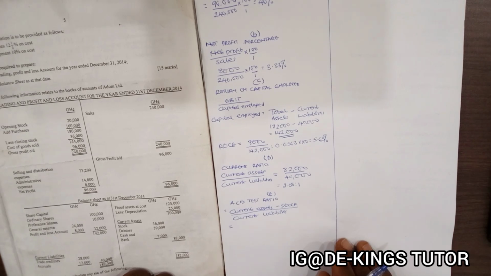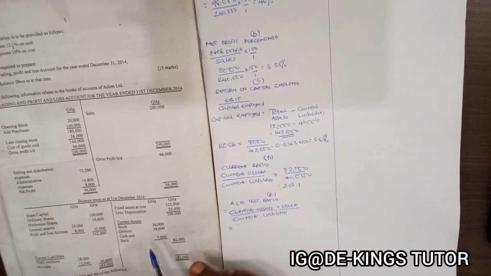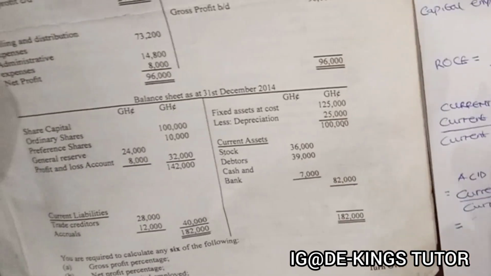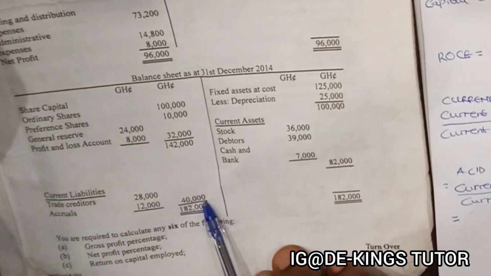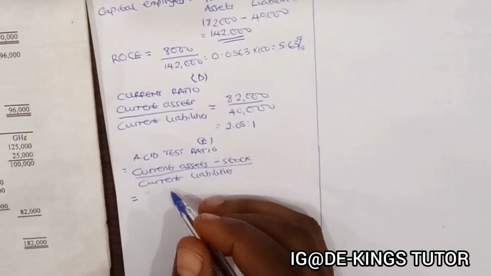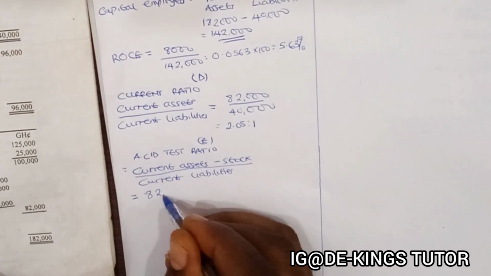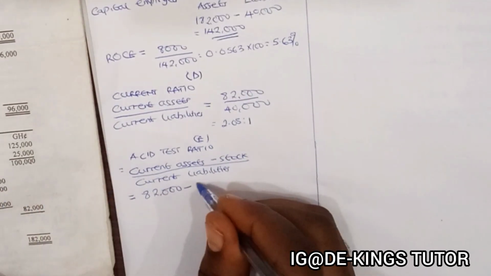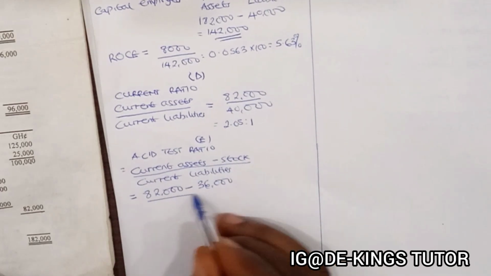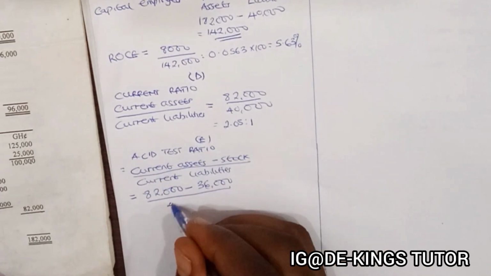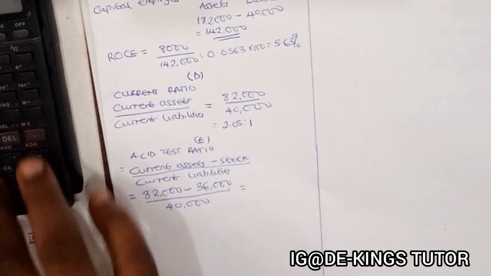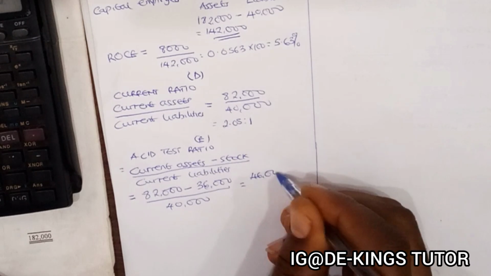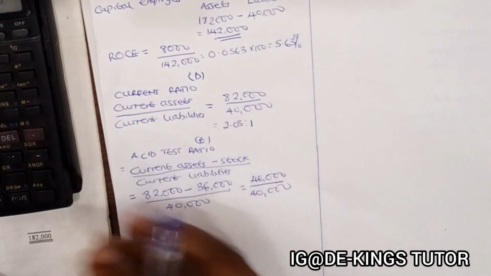Now the current asset from this, if you check here, is 82,000, while the stock is 36,000. Okay, and current liability is 40,000. So it is now current assets 82,000 minus our stock 36,000, all divided by current liability 40,000. Okay, so 82,000 minus 36,000 will give us 46,000 divided by 40,000.